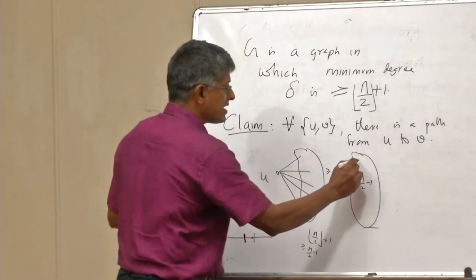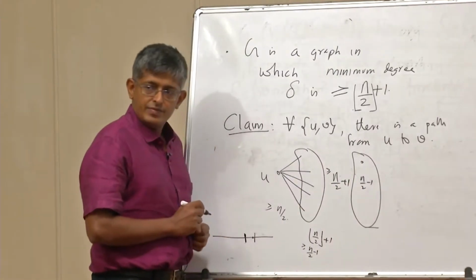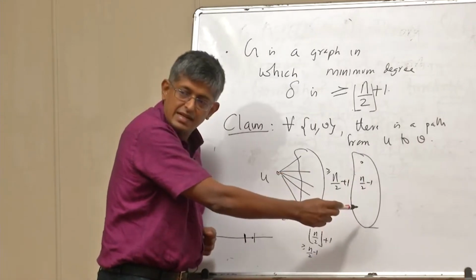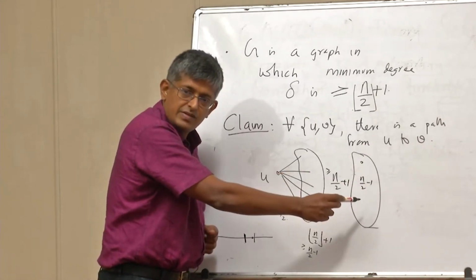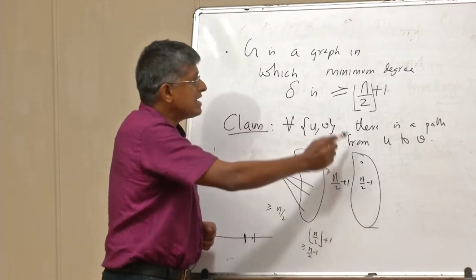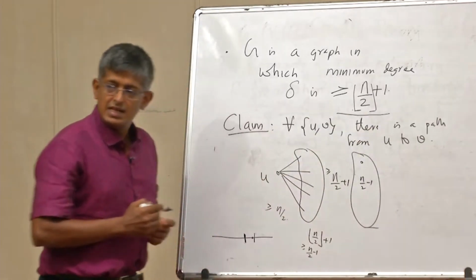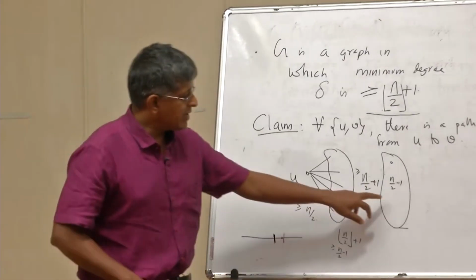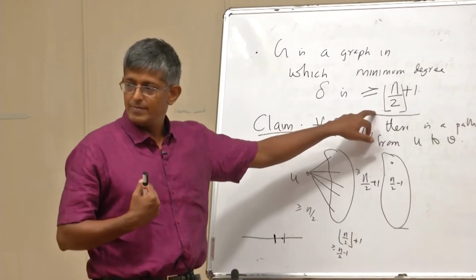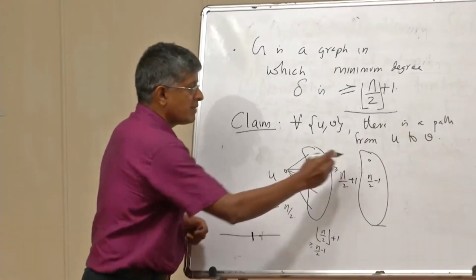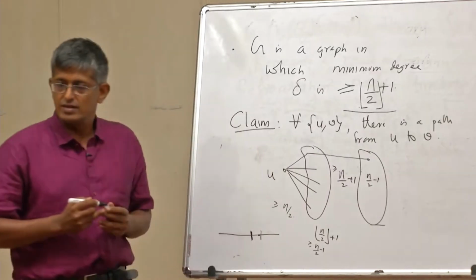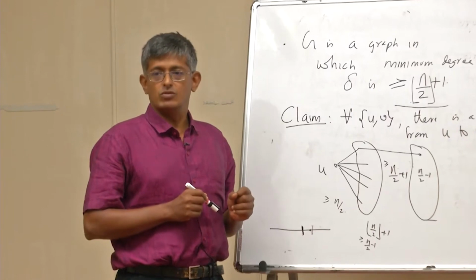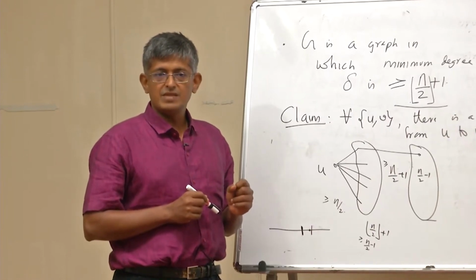So if you take a vertex here, it is not possible that all the neighbors are inside this set. Because if you say all the neighbors are inside this set, you are contradicting the premise that the degree of the vertex is at least floor of n by 2 plus 1. N by 2 minus 1 is smaller than this number. Therefore, there must be one edge that goes from here to here. Therefore, there must always be a path between any two. It's a very simple counting argument.